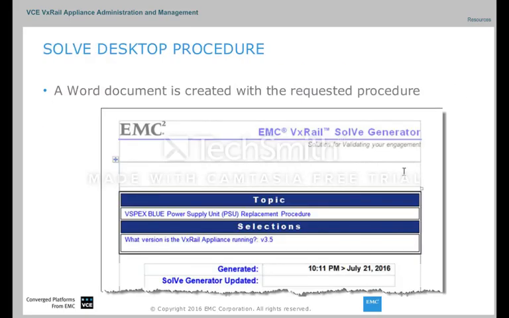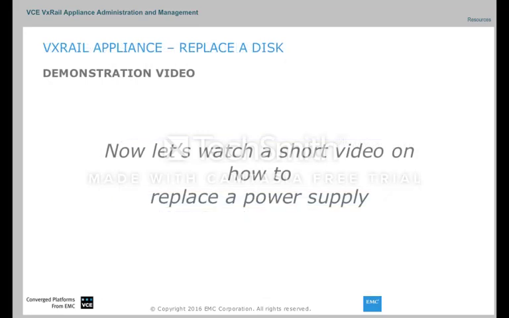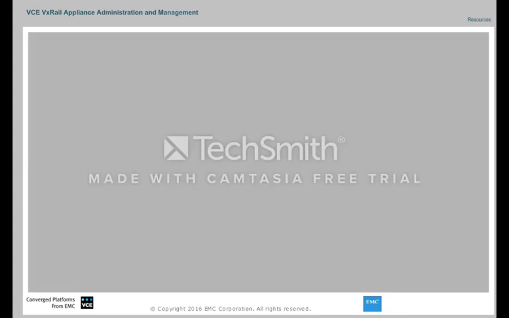The Solve Desktop produces a Word document with details of the selected procedure. It gives you an option of where to save it along with your chosen options during the creation of the procedure. Always make sure you get a new report even if executing the same procedure, as there may be updates that you want to make sure are included in the generated procedure. Now let's watch a short video on how to replace a power supply.